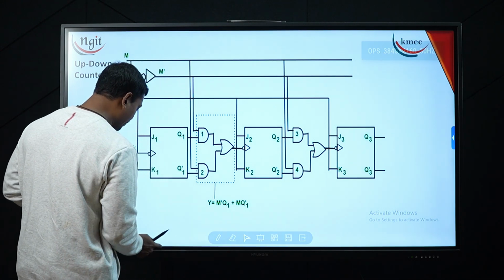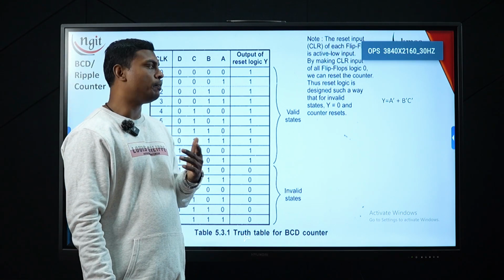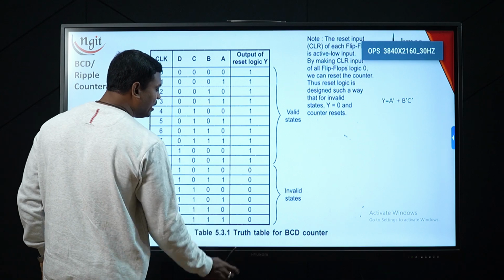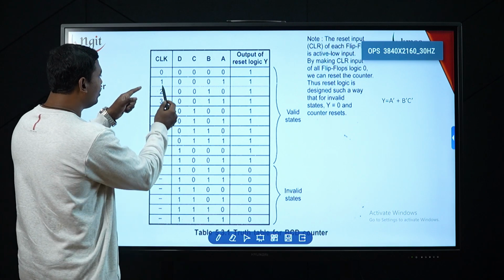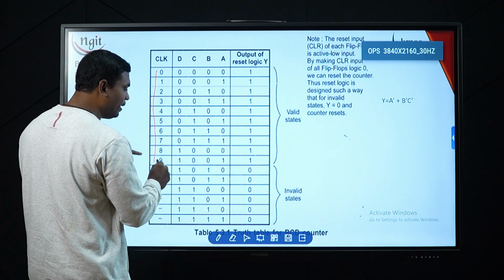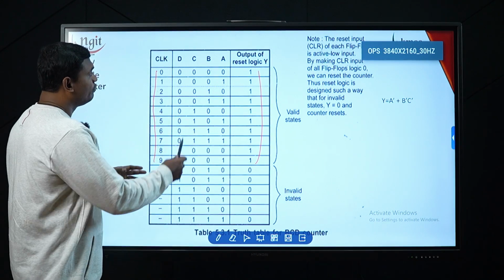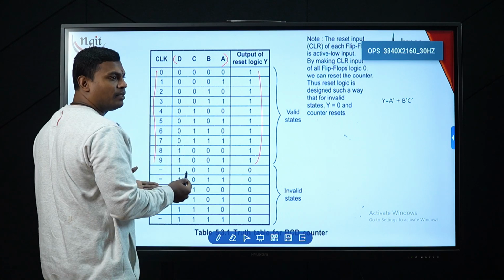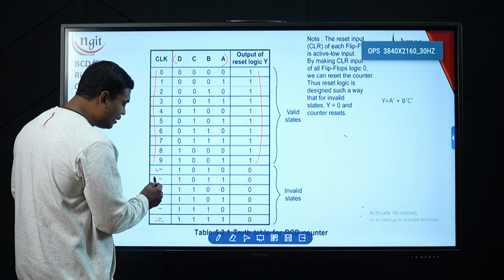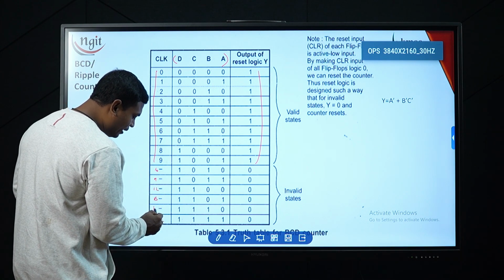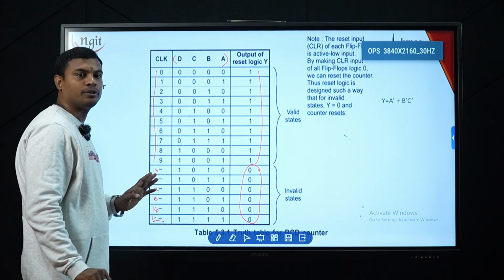So the next thing is the BCD counter or ripple counter. What do you mean by BCD counter? The range of BCD numbers, you know, is from 0 to 9. So for 0 to 9, I have kept my output as 1 here. Now BCD means it is a 4-bit number. A 4-bit number's maximum value will be 15. So after 9, that is 10, 11, 12, 13, 14, 15, for all these I kept my output as 0.